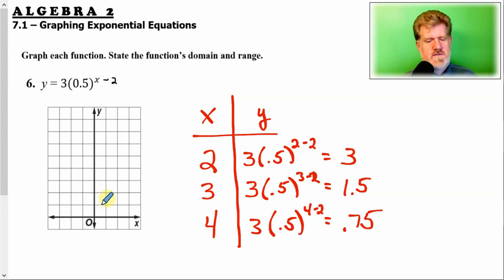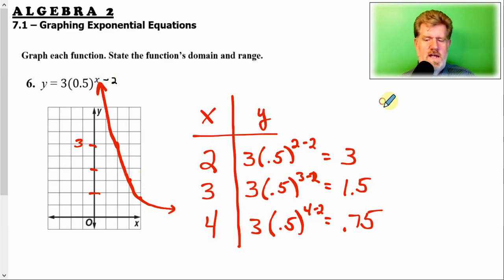So let's see, how will this fit on the graph? What if I did 1, 2, 3? How would that look? So when I go out to 2, I go up to 3. 1, 2, 3. Oh, it's right here. Wow. When I go out to 3, I go to 1.5. And when I go to 4, I get 0.75. Well, that's dipping pretty quick. So there's 1. So it's right about here. So the graph's going to look like this. It's going to flatten out. It's going to go up forever.